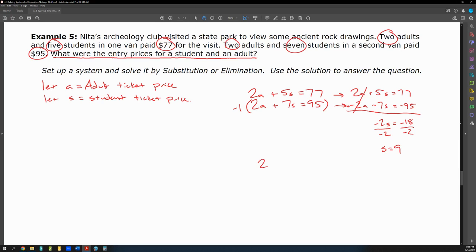Plugging into one of the original equations, I'm going to choose the top one: 2a plus 5 times 9 is equal to 77. 2a plus 45 is equal to 77. Subtracting 45 from both sides, we get 2a is equal to 32. And then dividing both sides by 2, we get a is equal to 16.